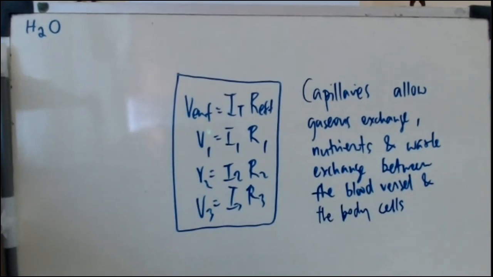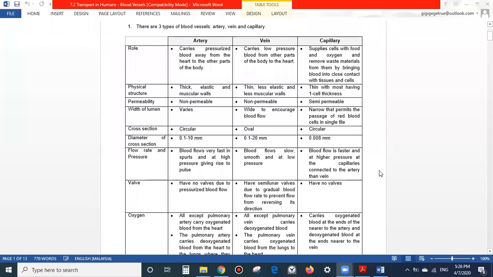Okay, Ken? Yeah. Okay, let me share screen. Okay, the physical structure for artery. Artery is thick, elastic, and has a muscular wall. Vein is quite thin, less elastic, and has a less muscular wall. While capillary is very thin, it's just one cell thick.